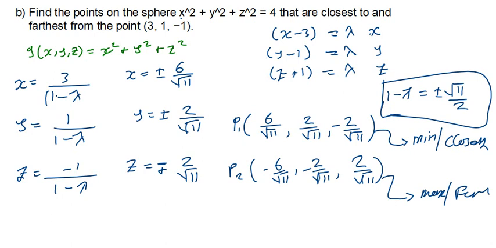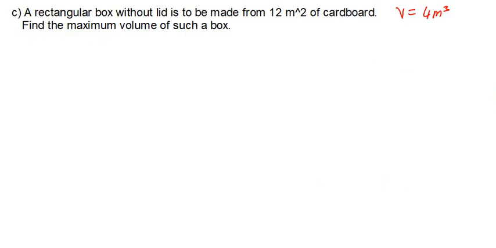So let's try to look at another question. Let's say a rectangular box without a lid is to be made from 12 square meters of cardboard. Find the maximum volume of such a box. How do we do that one? In the previous video we looked at determining that using the second partial test. Now we're going to use the Lagrange multipliers to come up with the volume.